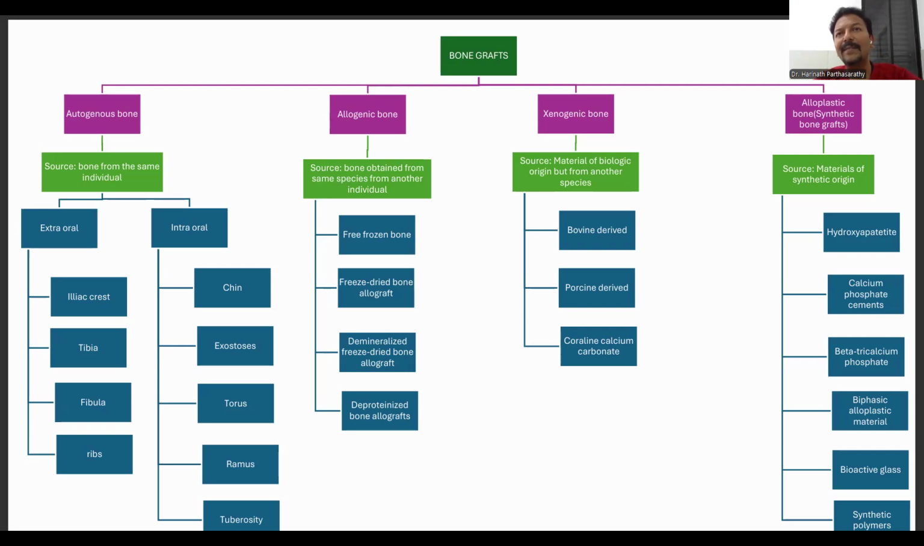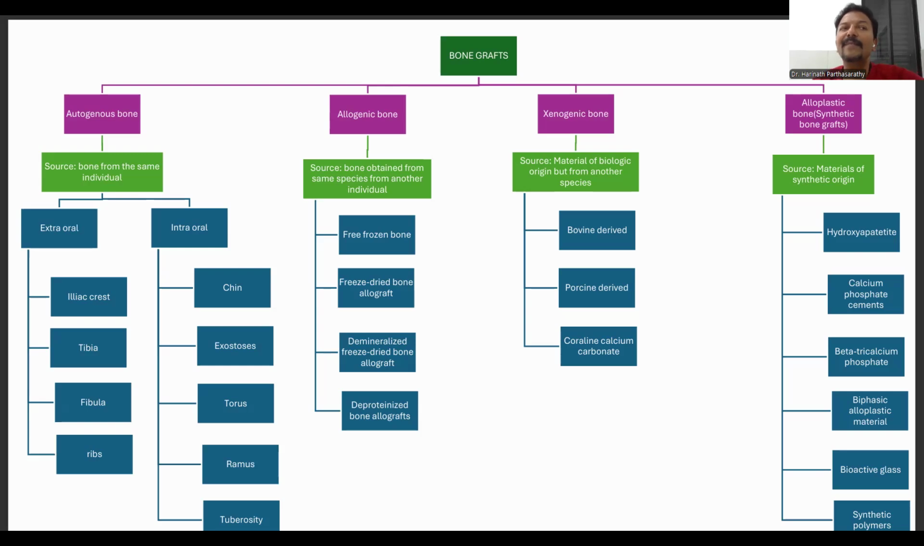These xenogenic bone grafts just act like a scaffold, which means in a defect, you'll have one three-dimensional scaffold, and over and around this three-dimensional scaffold, you have a solid blood clot formation. And this blood clot, over a period of time, starts getting organized, and the bone cells start migrating from the neighboring bone surfaces, osteogenic surfaces, and they lay the woven bone, and the whole bone formation process kicks in.